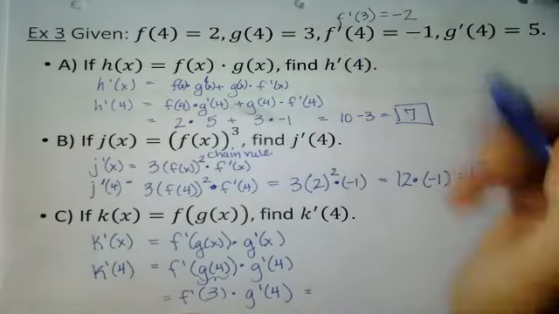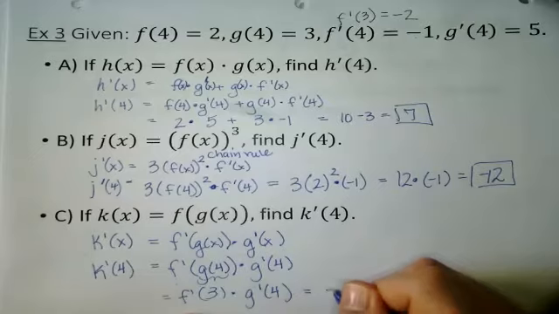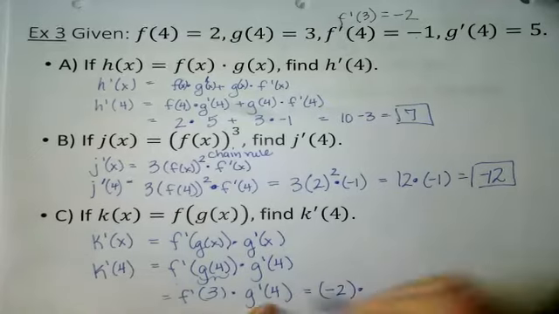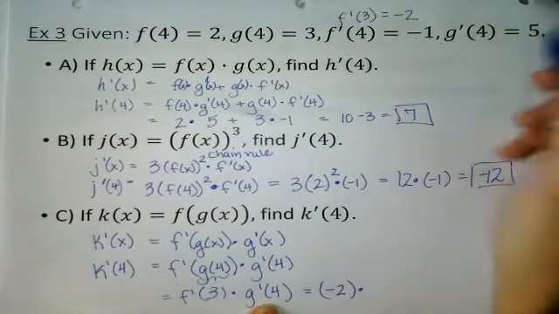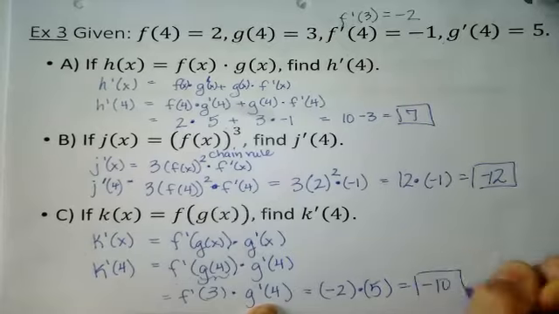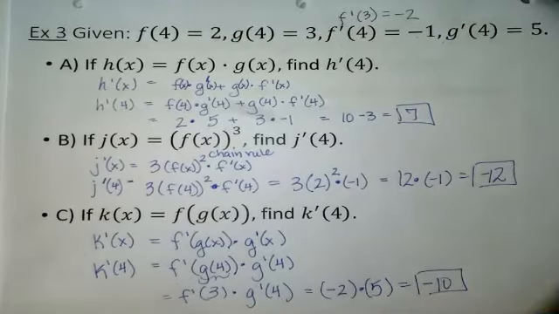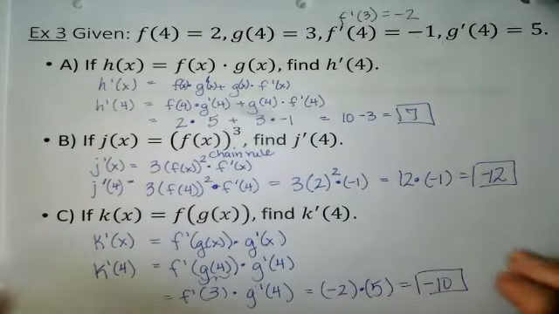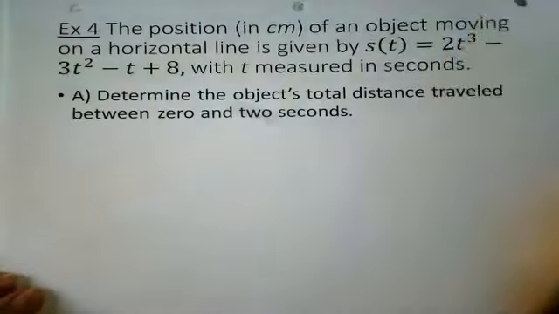So f prime of 3 equals -2. And then g prime of 4 equals 5. And negative 2 times 5 is negative 10. There we go. Much better. Okay, so funny. Wow. Sorry about that. All right, let's do some more here.